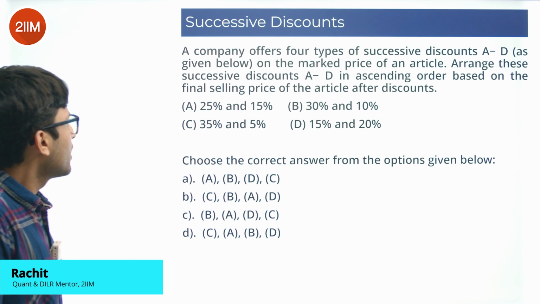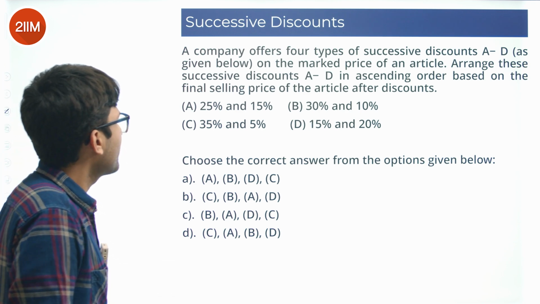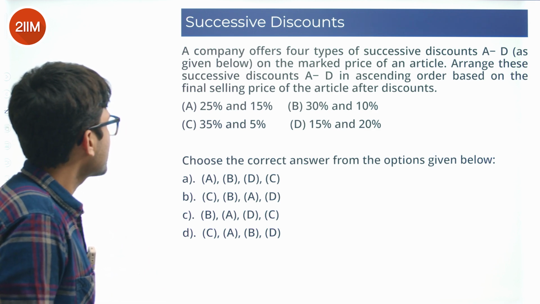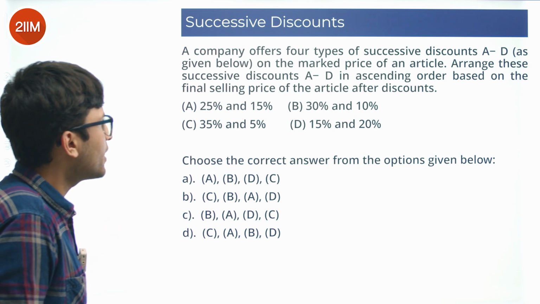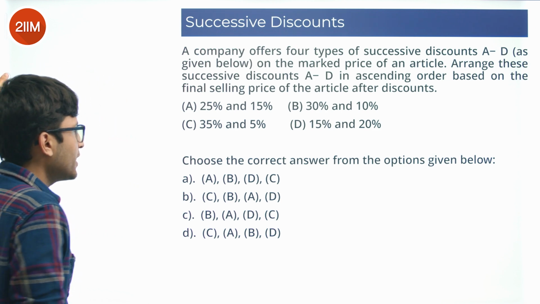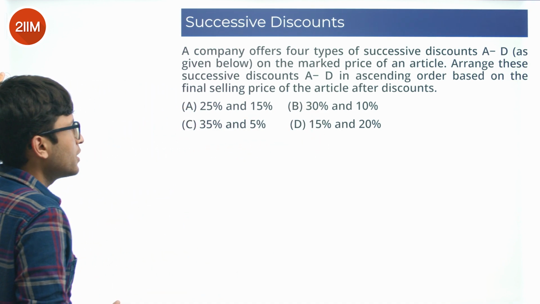Successive discounts. A company offers 4 types of successive discounts A to D as given below. On the marked price of an article, arrange the successive discounts A to D in ascending order of the selling price. Okay, so this is the question. There are 4 of them. We have to find out how much the discounts are for all these 4.